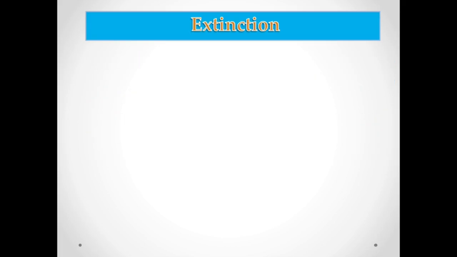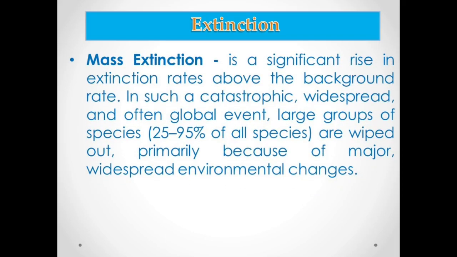Okay, in contrast, a mass extinction is a significant rise in extinction rates above the background rate. In such a catastrophic, widespread, and often global event, large groups of species are wiped out primarily because of major widespread environmental changes. Okay? Fossil and geological evidence indicate that there have been at least three and probably five mass extinctions during the past 500 million years. A mass extinction provides an opportunity for the evolution of new species that can fill unoccupied ecological niches or newly created ones.